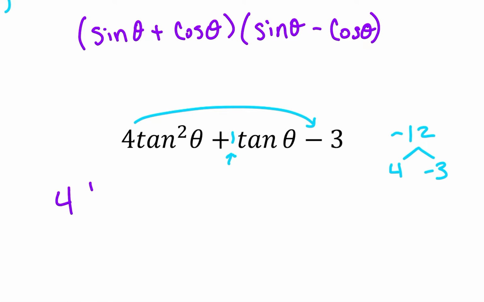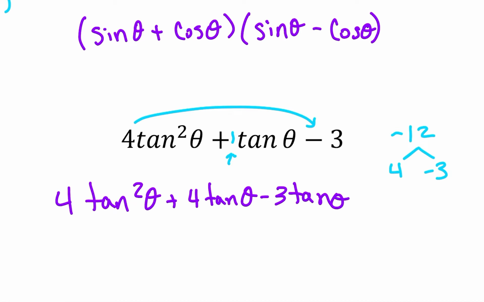So let's do that. 4 tangent squared, and then I'm going to have the plus 4 tangent of theta minus 3 tangent of theta, and then that minus 3 at the end. And now I can do my factor by grouping. Group those two together and those two together.